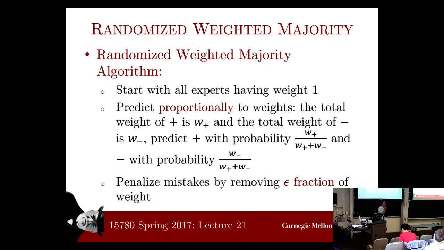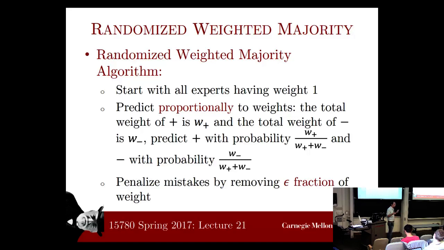But now there are going to be two key differences. The first key difference is that, instead of going with the majority deterministically, we're going to predict proportionally to the weights. So we're going to look at the total weight of plus, which is W plus, the total weight of minus, which is W minus, and then we'll predict plus with probability W plus divided by their sum, and we'll predict minus with probability W minus divided by their sum. So we just go with every option with probability proportional to its total weight.